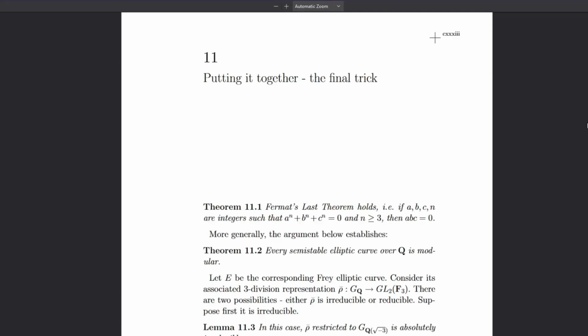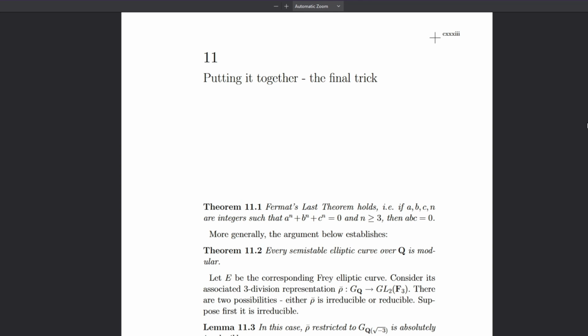Putting it together, the final trick. Theorem 11.1. Fermat's last theorem holds. That is, if a, b, c, and n are integers such that a to the n plus b to the n plus c to the n is equal to 0, and n is greater or equal to 3, then abc is 0.